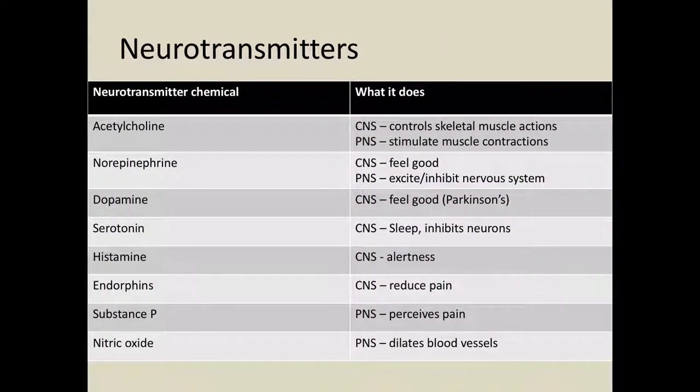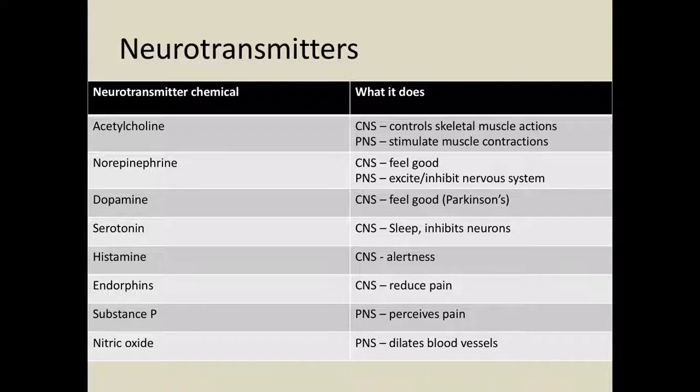So what actually is being passed between these nerves when we say the, quote, signal? It's actually chemicals. And those chemicals are called neurotransmitters. So here are a few, there's a lot more, but you can kind of see what they do for the central nervous system and the peripheral nervous system. It's like acetylcholine. For the CNS, it controls skeletal muscles, and for the PNS, it stimulates muscle contractions. Norepinephrine makes you feel good. Dopamine also makes you feel good.